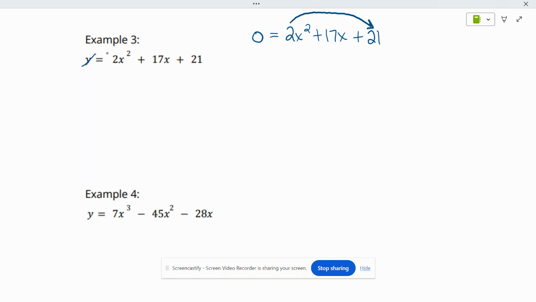Yeah, I have to slide and divide. So really, I'm going to rewrite this as 0 equals x squared plus 17x plus 42, because 2 times 21 is 42. So I'm looking for two numbers that when I multiply them, I get a positive 42, and when I add them, I get 17.